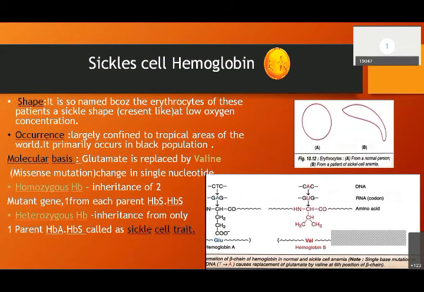Now it is autosomal recessive, so it has both forms, homozygous and heterozygous. In the homozygous form, there is inheritance of the mutant gene from both parents, which leads to HBS and HBS. These individuals can't live much longer; they die before the age of 20. While in the heterozygous form, there is inheritance of the gene from only one parent, leading to formation of HBA and HBS, and they are called sickle cell trait. The sickle trait individuals are normal. They lead a normal life.